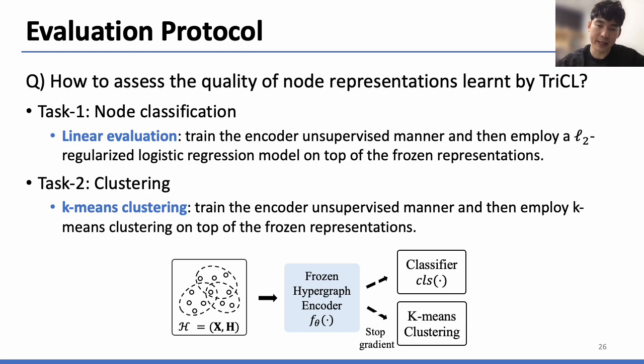To evaluate the node embeddings, we use linear evaluation protocol for the node classification task and K-means clustering for the clustering task. These are the commonly used evaluation protocols for assessing unsupervised learning methods. In detail, each hypergraph encoder is first trained in a fully unsupervised manner, and then a simple logistic regression model is trained on top of the frozen embeddings without flowing any gradient back to the hypergraph encoder. K-means clustering is also employed on top of the frozen embeddings.